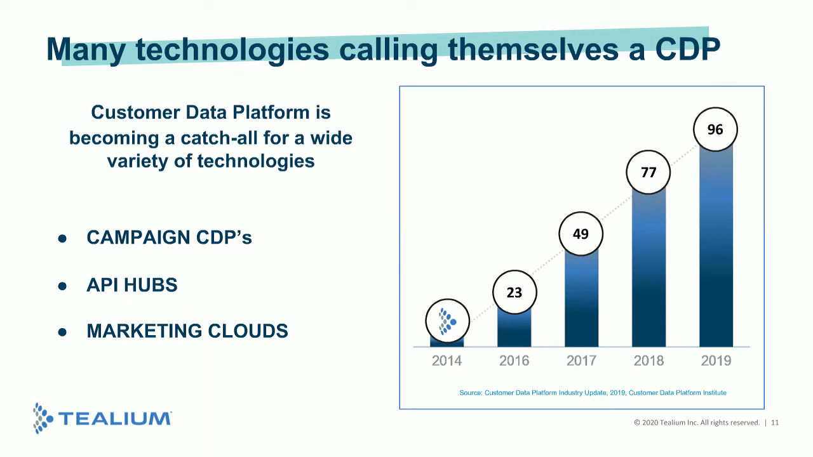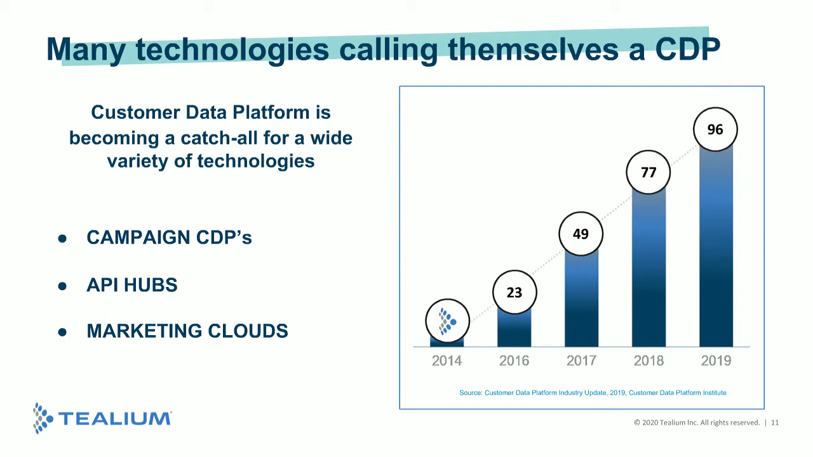We're now well over 100 companies calling themselves a CDP here in 2020. And I think that proves that there is this need to do it. But there are a lot of different ways and a lot of different reasons why you would want to centralize customer data for the purposes of engaging your customer, right? So that's why we see these different types of CDPs emerging.